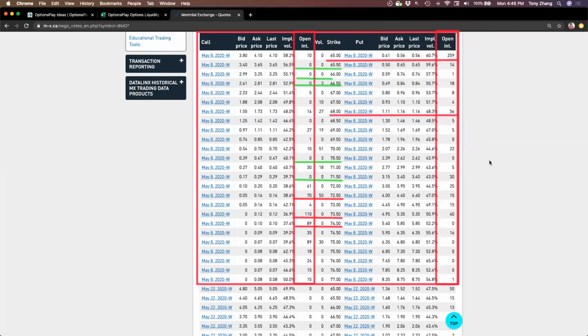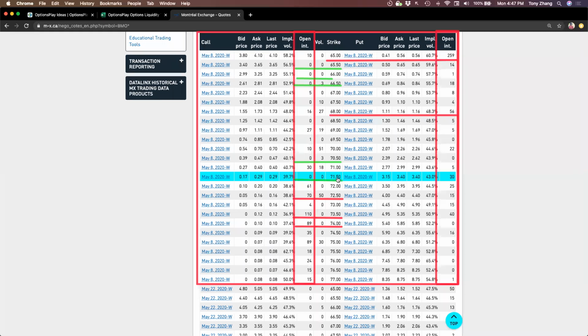So let me ask you, are the 72.5s or 73.5s more liquid than the 71.5s? If you think yes, please type yes in the chat window. If you think no, please type no into the chat window. So are the 72.5s more liquid than the 71s? Okay, I see a lot of answers, yeses and nos.